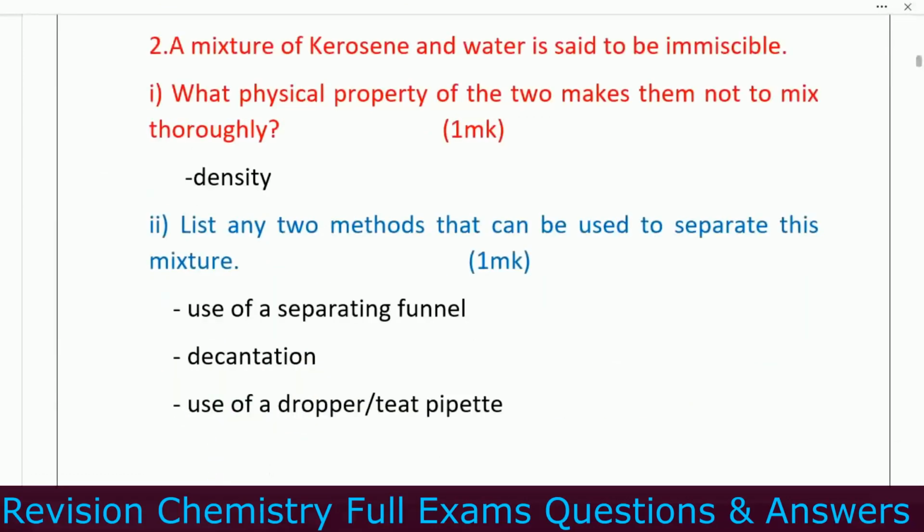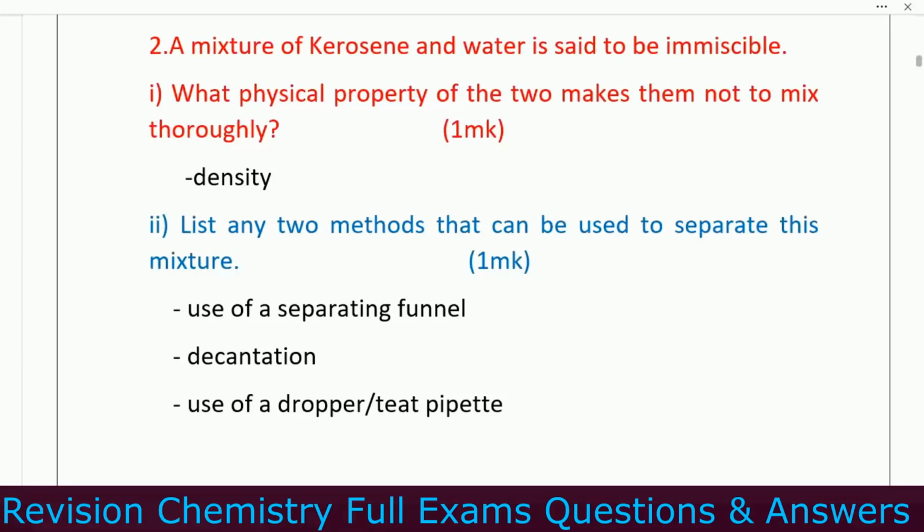Go to question number 2. A mixture of kerosene and water is said to be immiscible. What physical property of the two makes them not to mix thoroughly? That one is density. They vary in density. That is the property.